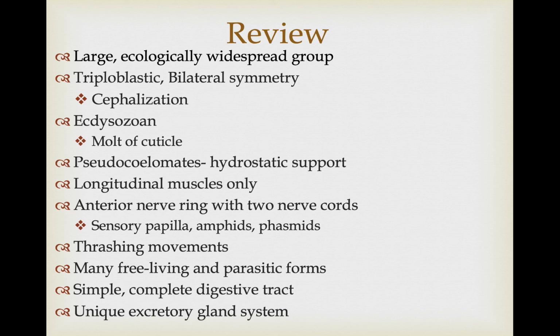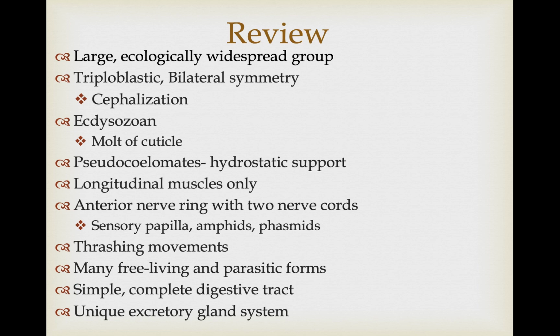They have well-developed longitudinal muscles, but that's it. So they have this thrashing movement. They have an anterior nerve ring around the pharynx with two primary nerve cords, dorsal and ventral. The sensory structures include sensory papillae, which are mechanosensory, and then the amphids and phasmids, which are chemosensory. And as I mentioned, their only locomotion really is thrashing movements because of the restriction to longitudinal muscles.